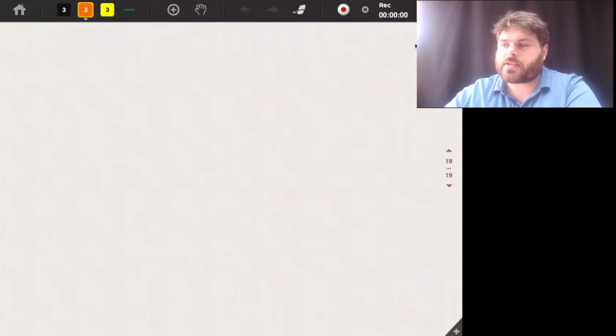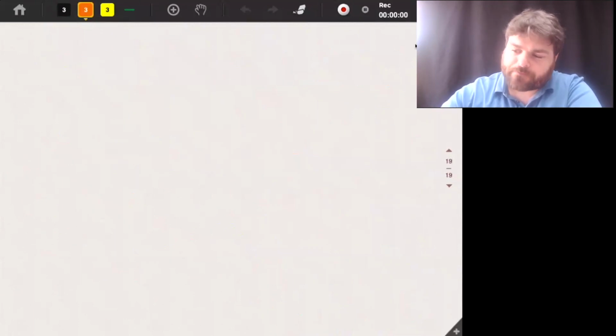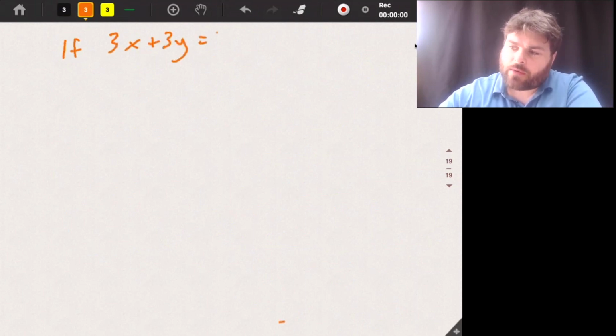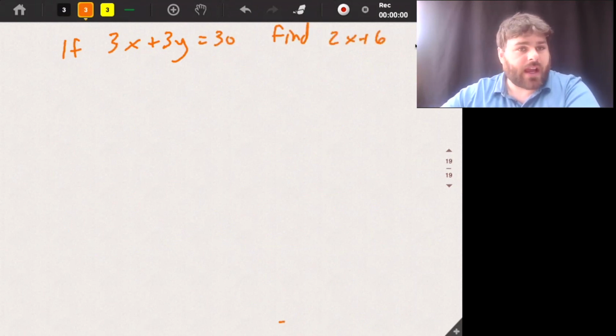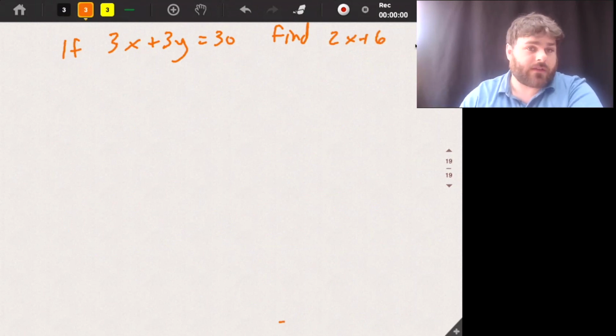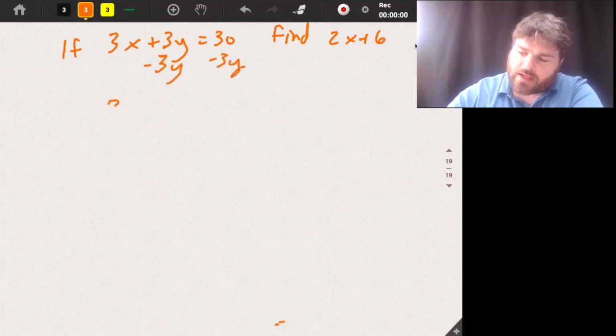So let's look at another example that's very similar to this. All right, so if 3x plus 3y equals 30, find 2x plus 6. Now, first things first, like I did, I want to solve for x. So I'm going to get x by itself. I'm going to take away 3y from both sides. That's going to give me 3x equals 30 minus 3y. Then I divide out the 3.